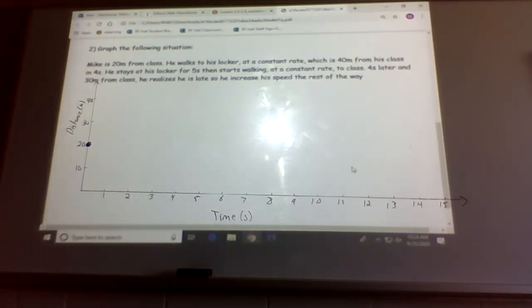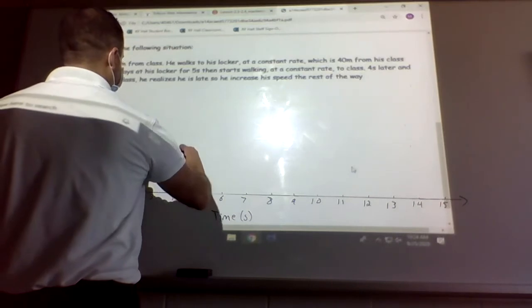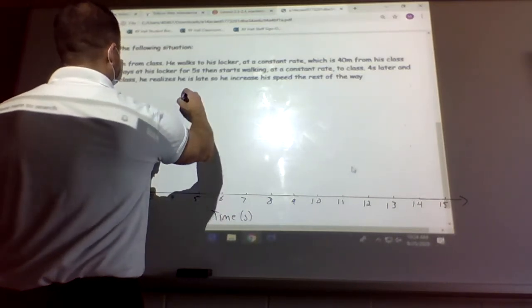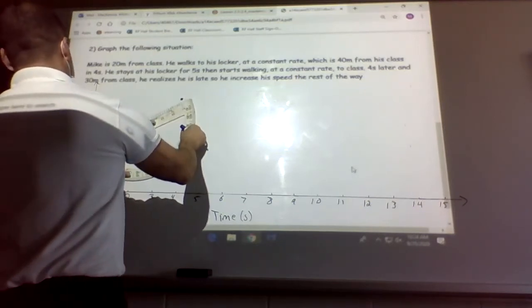Where is my next point now going to be? Alexandra? 4 and 40. Okay, so 4 seconds later, he is at 40 meters. Okay, and now we're going to connect this.